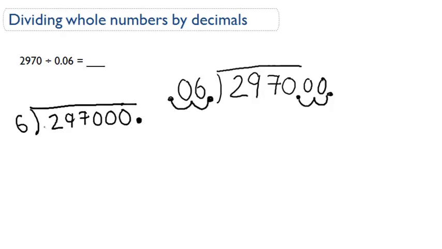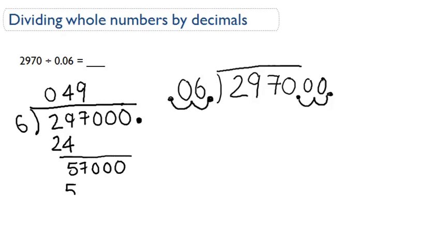So normal division. 6 does not go into 2. Okay, so 6 goes into 29. 6 times 4 is 24. So let's try that. And then I'm left with 5, 7, 0, 0, 0. Okay, 6 does not go into 5, but 6 times 9 is 54. So let's try that.